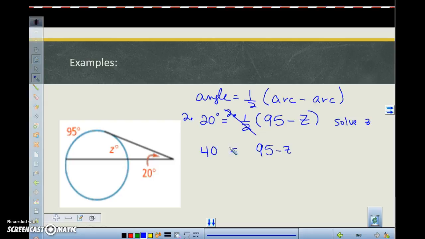If you'd rather distribute the 1/2 through, go for it. But you will have, you know, like a fraction or possibly a decimal if you do it that way. Subtract 95. So that's negative 55. Divide by negative 1 because we want to know what positive z equals. So arc z is going to be 55 degrees.